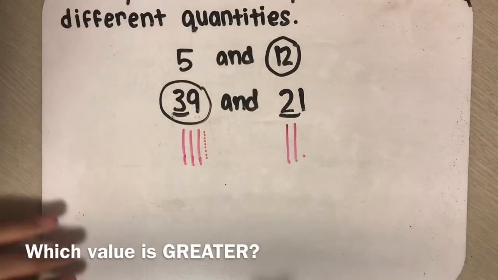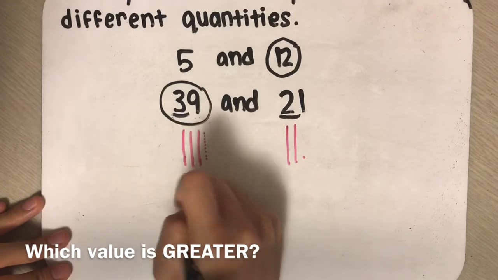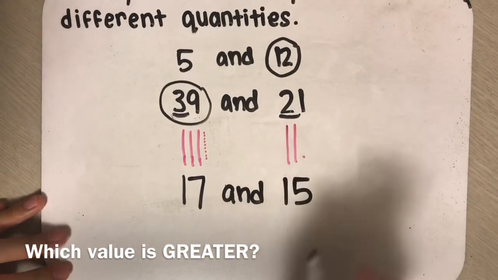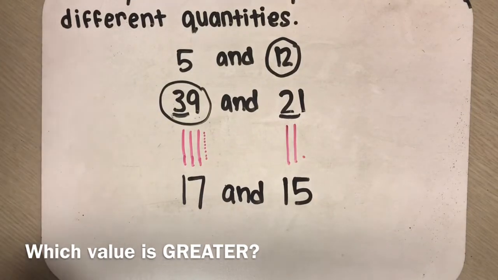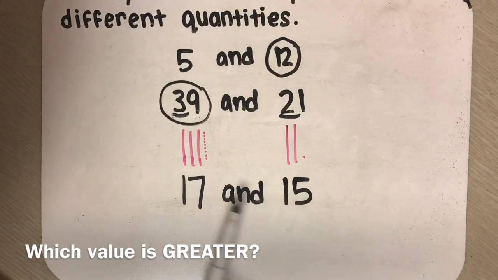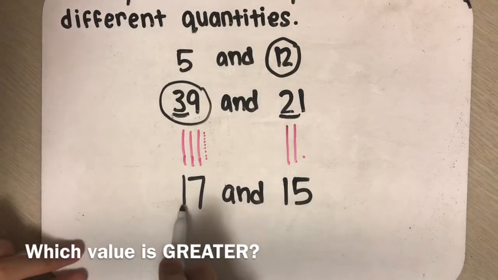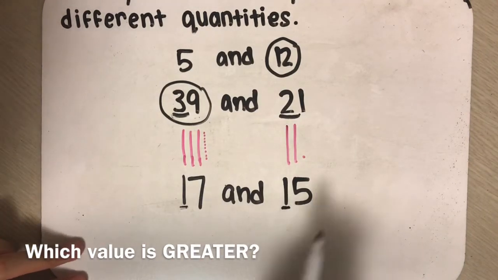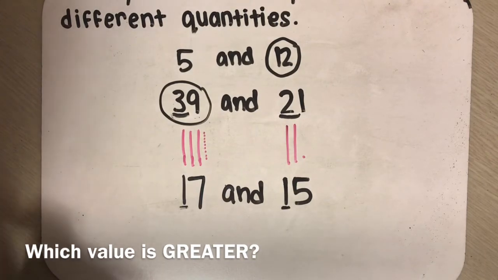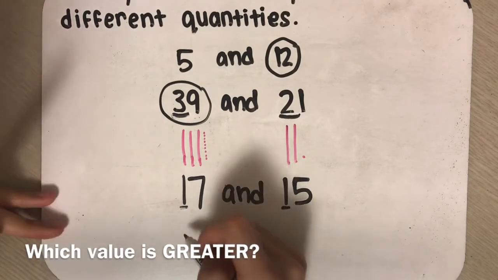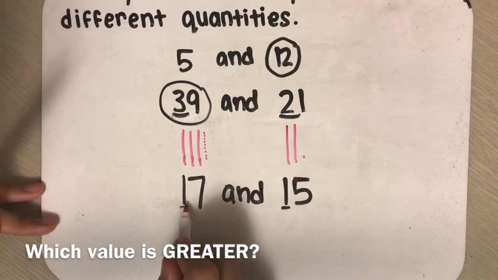Here's your next pair. We have 17 and 15. Stop and think. Which number is greater? Is it 17 or is it 15? Did you look at the number in the tens place to compare? Great job. I see here that they have the same amount of tens.